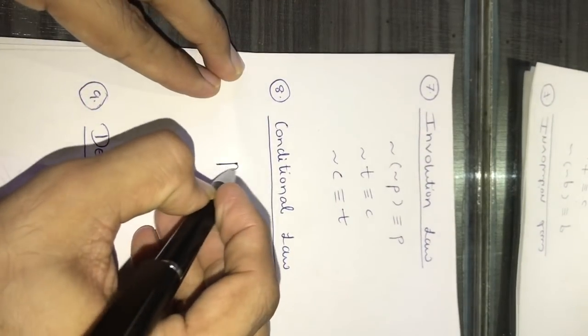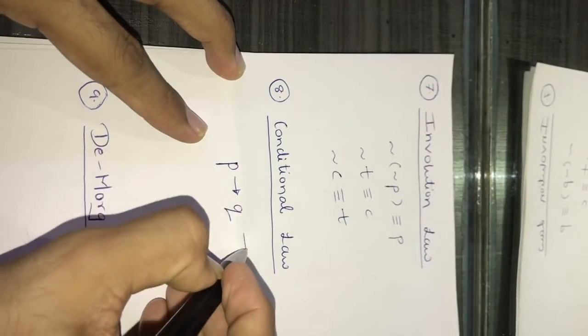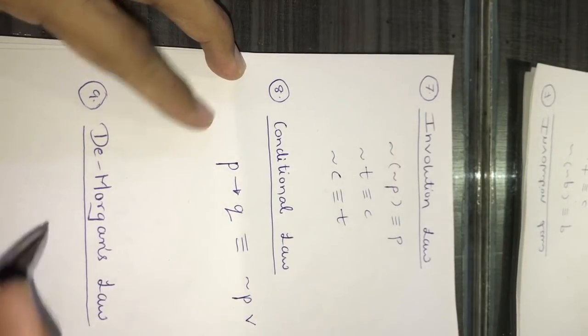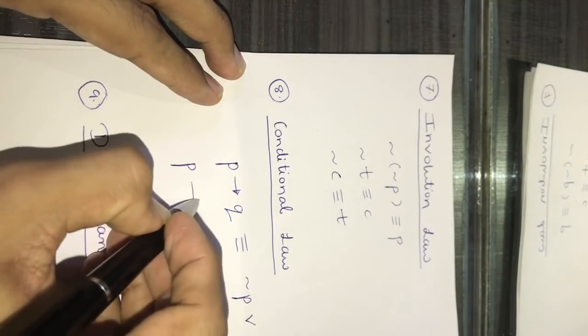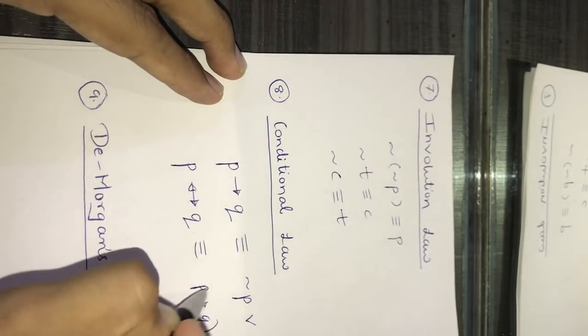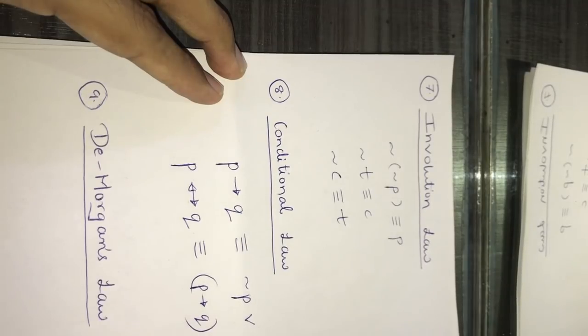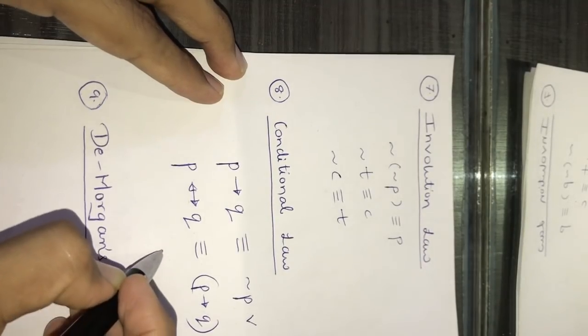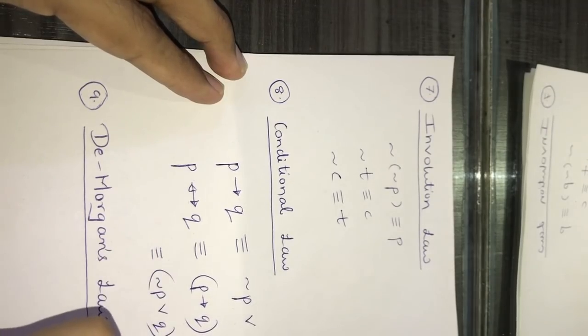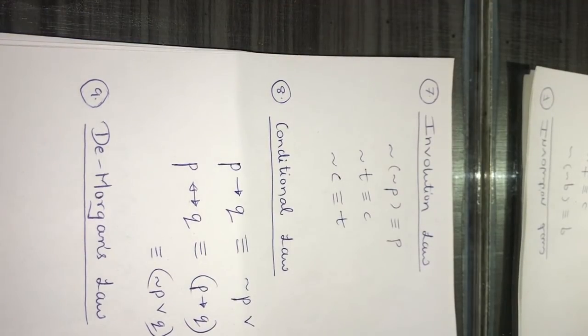Conditional law also we have covered previously. So P implies Q is negation P or Q, right? We have covered this previously. So P double implies Q will be P implies Q and Q implies P. That is going to be logically equivalent to negation P or Q and negation Q or P. So P implies Q is negation P or Q. Okay, we have done this previously.